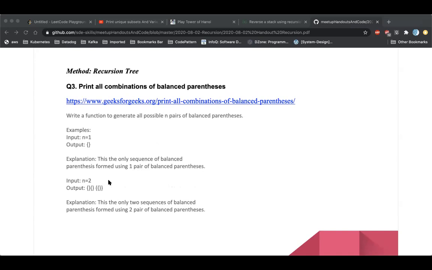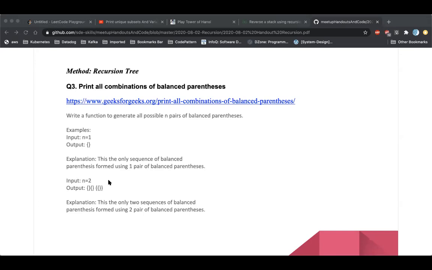In this approach, we are not using backtracking actually, at least the solution I'm going to talk about, because we are building the recursion tree. But I believe that's also one approach. A similar problem was there on LeetCode, generating all the balanced parentheses. I think this is a very common problem.